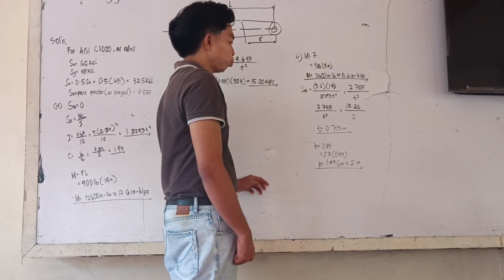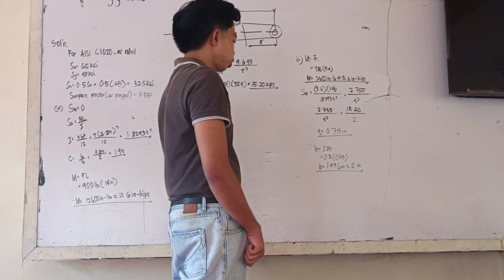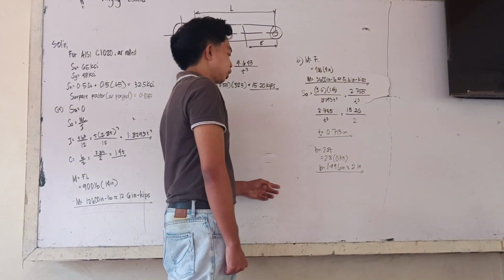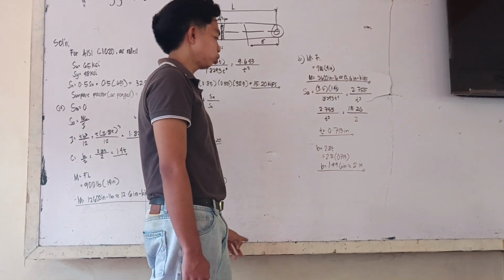And then lastly is to solve for b. So b is equal to 2.8 times t. So 2.8 multiplied by 0.713, and then the answer of b is equal to 1.996 inches or 2 inches.